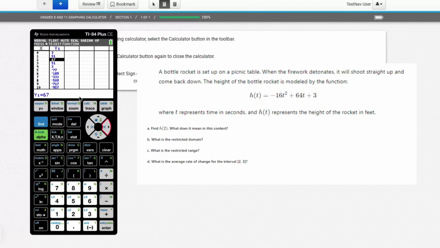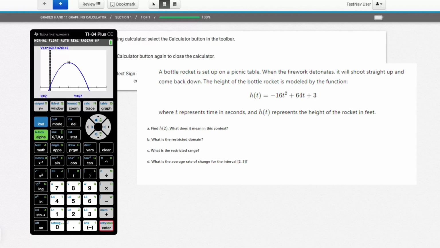If the number was more complicated, like a decimal, then the other way I would handle this is hit second trace, which takes me to calc, hit 1 for value, and plug in 2. Still get the same number. So h of 2 is 67, and what that means in this context is that our bottle rocket is 67 feet in the air.